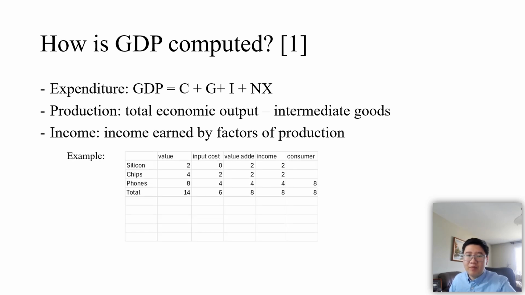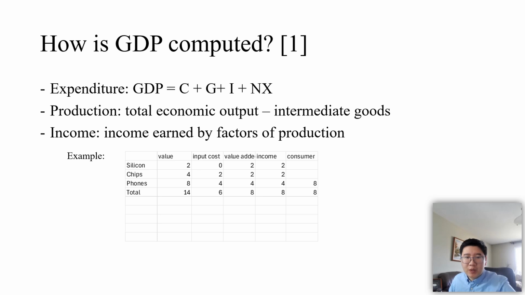So an example would be an economy that only has silicon, chips, and smartphones. So the value of each increases along each step with the previous product being used as an input to the next. And the value added increases along each step.